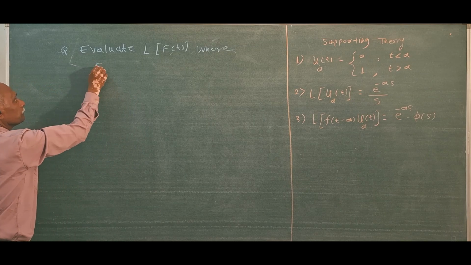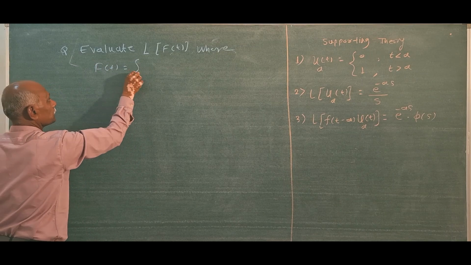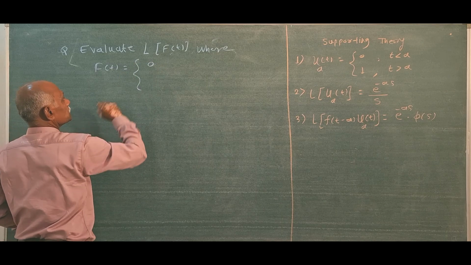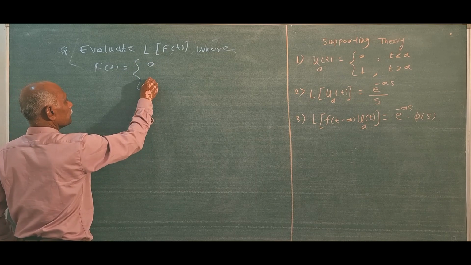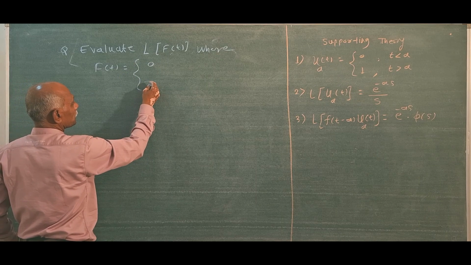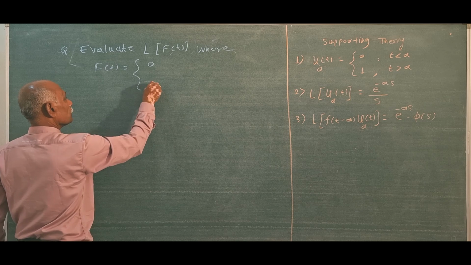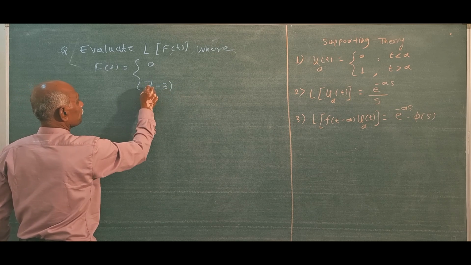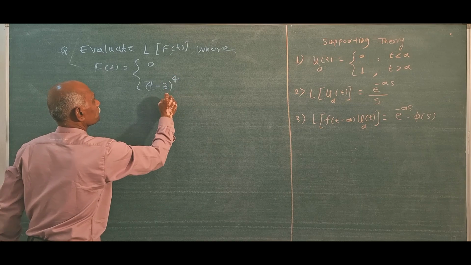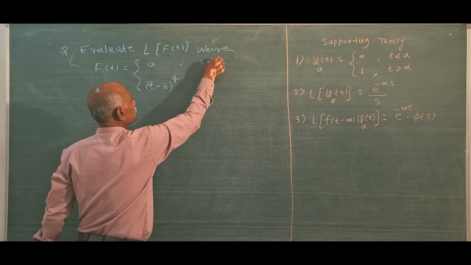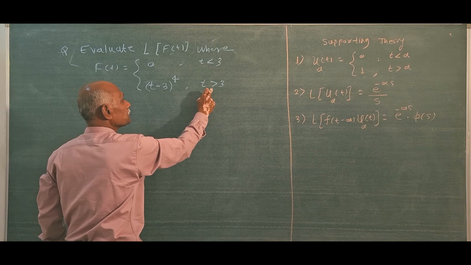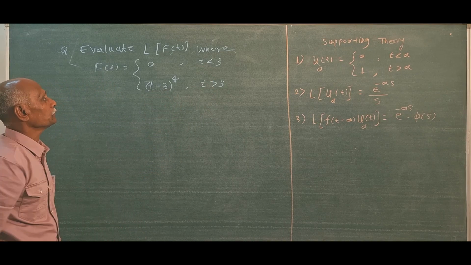capital F of t is nothing but a direct value. This is 0, and here you are given, say, t minus 3 bracket to the power 4, and here you are given t is less than 3 and t is greater than 3, because the subtracted value is 3.